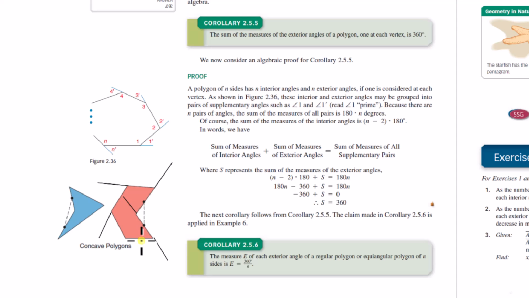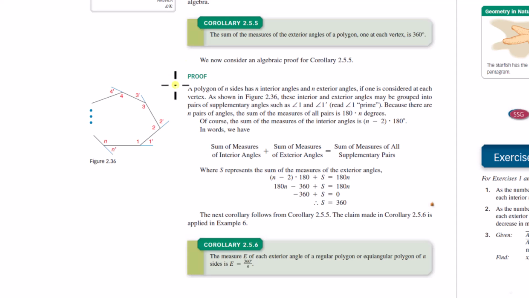So yeah, that's kind of confusing. So just think about this corollary with convex polygons. Okay. So now another corollary, which it says follows from the corollary we just proved, is: the measure E of each exterior angle of a regular polygon, or equal angular polygon, of n sides is 360 divided by n.